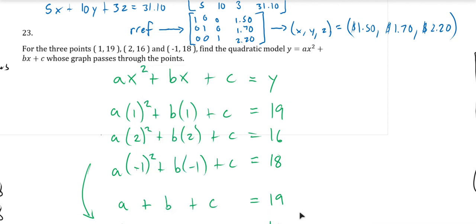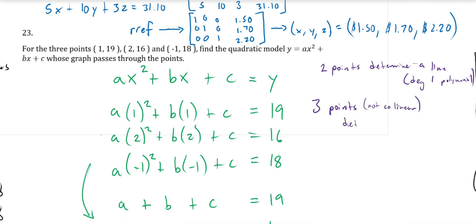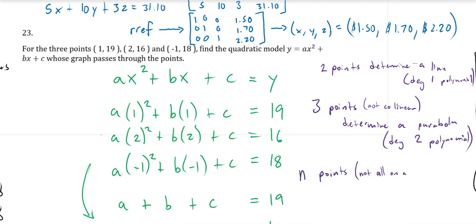I think 23 is actually a really cool problem because you might know that 2 points determine a line, being a degree 1 polynomial. But did you know that 3 distinct points, which are not collinear, will determine a particular parabola, which is a degree 2 polynomial. And in general, if we have n points, not all on a degree n minus 2 polynomial, then these will determine a degree n minus 1 polynomial.